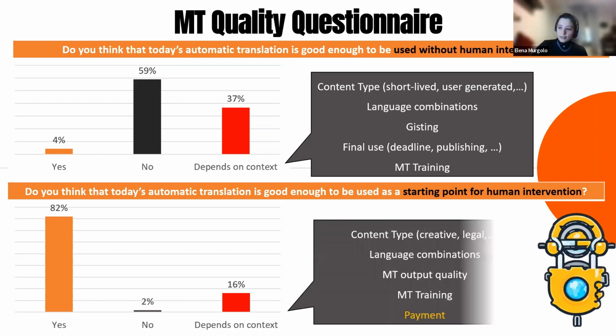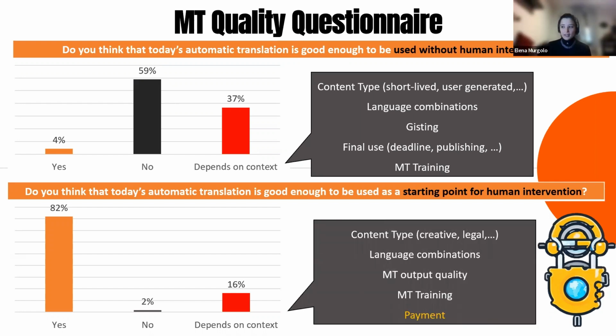In this case, the context is a wider type. Well, of course, again, content type. So creative, legal text, or very technical text. The language combinations, again, obviously. The MT output quality, which is more or less a generic term for both of them. So if it's good enough, it's good enough. Otherwise, it should be done from scratch. Again, the MT training and the payment. Here, somebody did say that it depends whether you get paid enough or not.